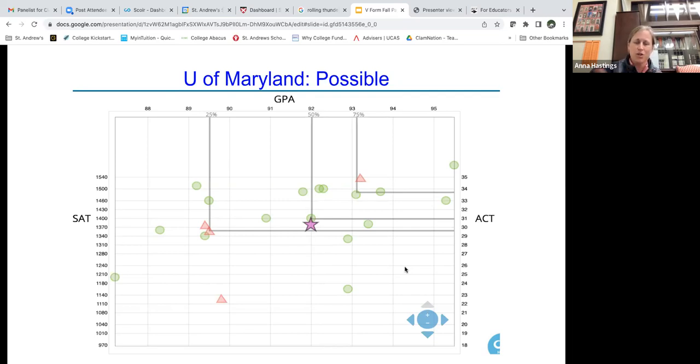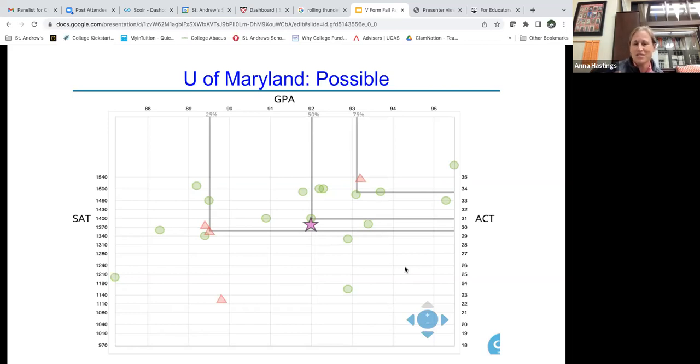So now we're looking at another scatter plot of a different school. We've called the University of Maryland a possible for this student. Now you might say, gosh, there's an awful lot of green around this purple star. Yes, and we think this is probably a pretty strong possible for this student, but you can also see that red triangle up at that 93 GPA and 35 ACT mark didn't get in.